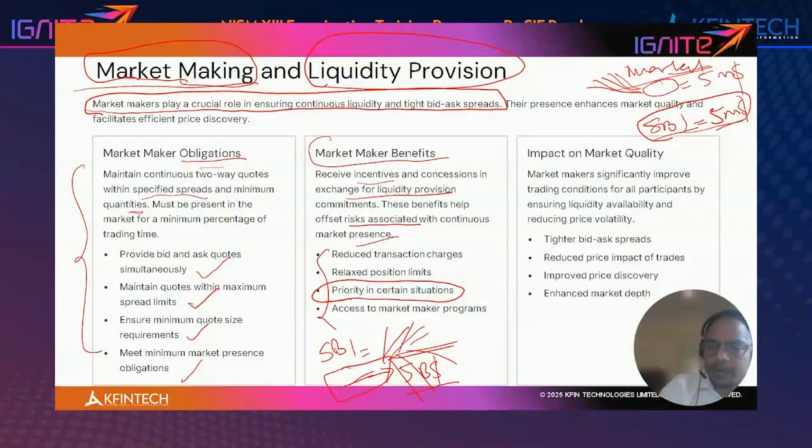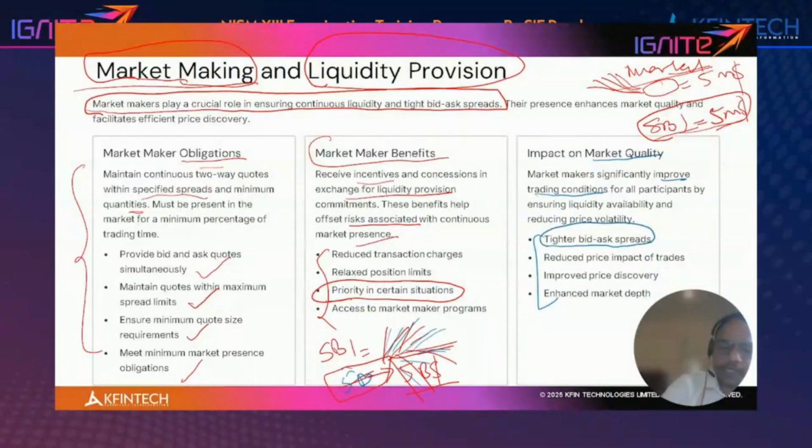Then what is the impact on market quality? Market makers significantly improve the trading conditions. Why do they improve? Because they have such a large inventory and such a large market information and impact that they can continuously provide selling and purchase support. So they improve the overall liquidity in the market, which leads to tighter bid-ask spreads.